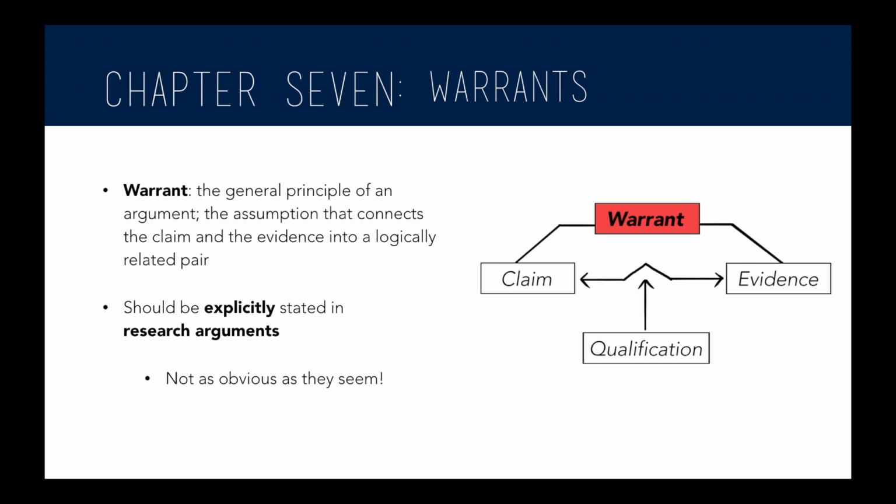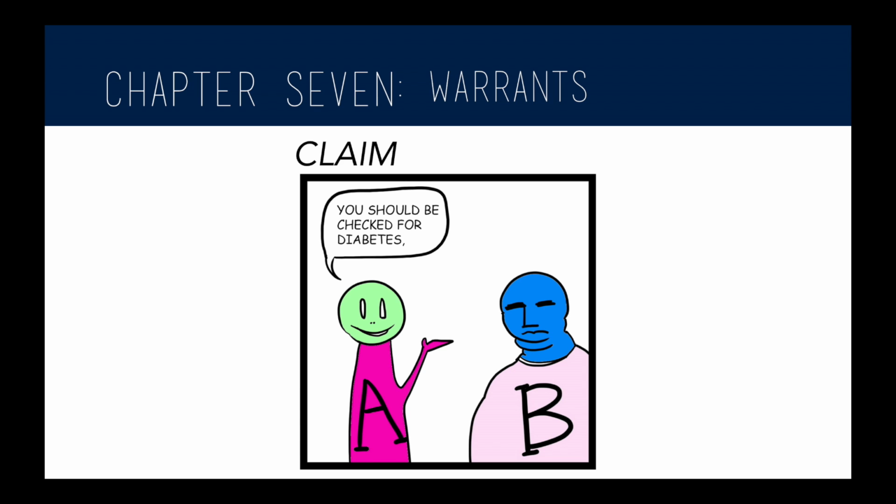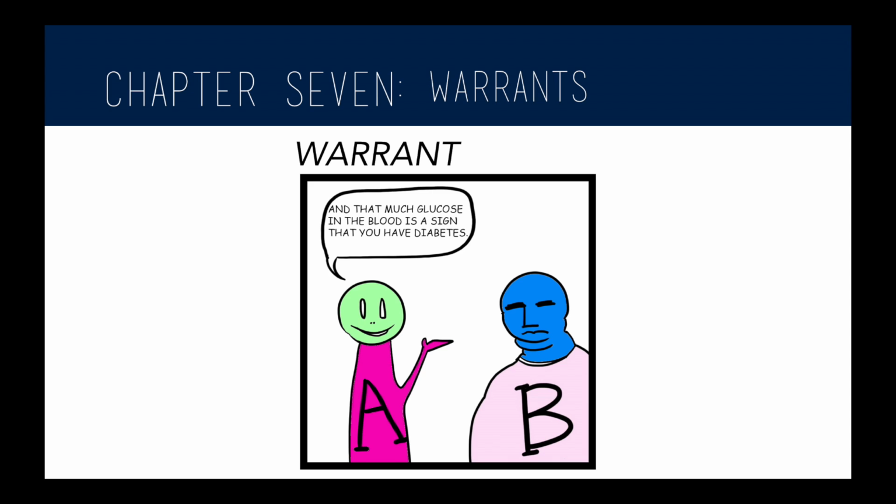That often means that you have to convince your readers that your evidence is relevant to your claim, thus that it's believable. Let's go back to this example. A claims that B should be checked for diabetes because his glucometer reading is 200. But why does having a glucometer reading of 200 mean that B should be checked for diabetes? How are they related? Because we don't know the warrant, we don't know how. Here, the warrant is that a glucometer reading of 200 is a sign of diabetes. We can understand the link between the claim and evidence only if we know the warrant.